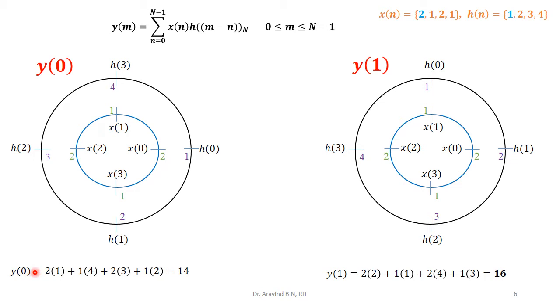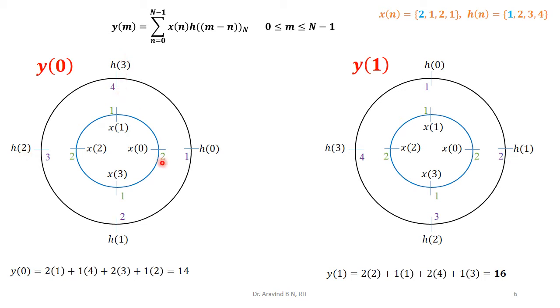Therefore y of 0 is nothing but the multiplication of these two. So we know the values of x of 0 1 2 3. You can also observe from this one. So x of 0 written over here is 2, x of 1 is written here as 1, x of 2 is 2, x of 3 is 1. Similarly, h of 0 is equal to 1, h of 1 is equal to 2, h of 2 is equal to 3, h of 3 is equal to 4.